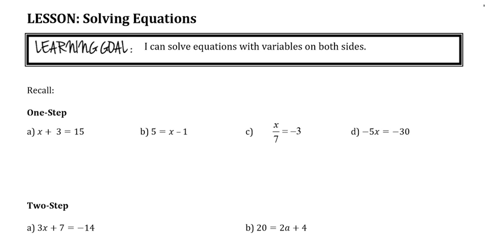You already know how to do these, so you can go ahead and try them if you want, but if somebody can tell me what I do to solve the first one.